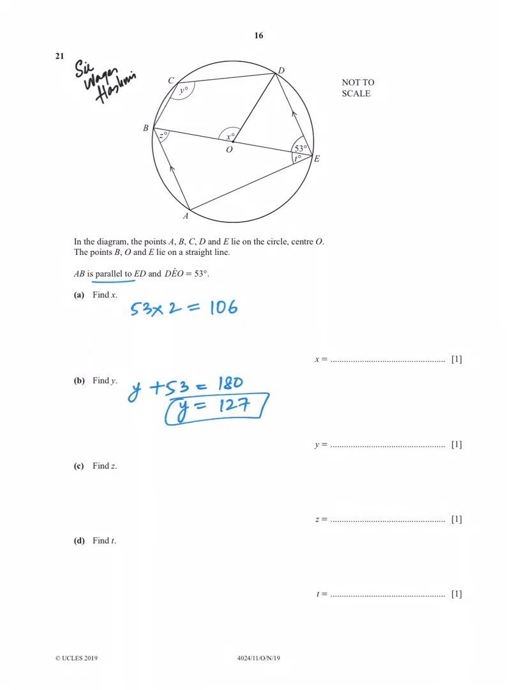Alright, for Z, you can apply the property of alternate angles. So that is 53. For T, we have the property of a right angle in a semicircle. It means that this angle here is 90. So I can say that 90 plus Z, which is 53, plus T, which is unknown, equals 180. By solving, you will get the value of T, and that is 37.